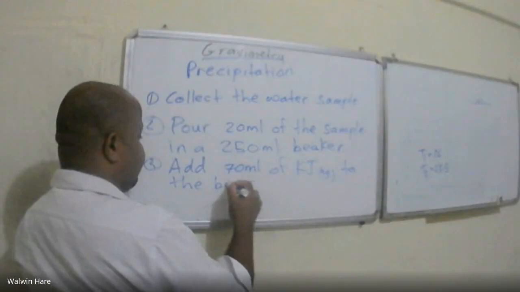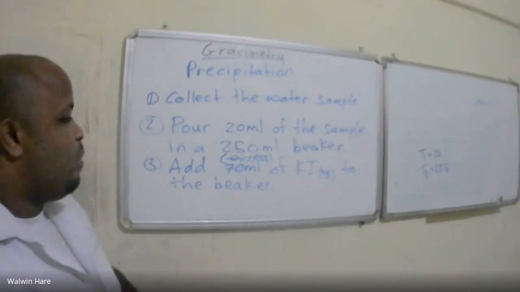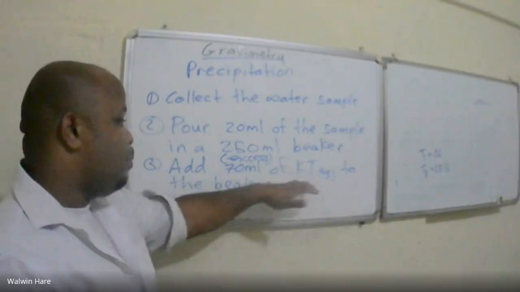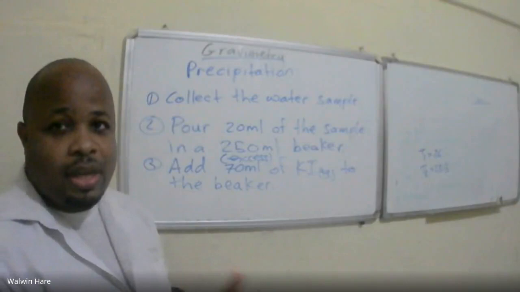So we are adding excess potassium iodide to the beaker. The potassium iodide is your precipitating reagent. When you add it to the beaker, you are going to get a yellow precipitate. That is lead iodide. So that is how we are going to get the lead out of this solution.